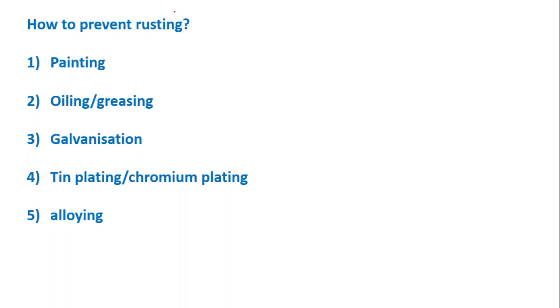Now iron articles will be corroded by exposure to air and moisture. How to prevent that? By painting. What we are doing here exactly is preventing oxygen from coming in contact with the metal. Oxygen coming in contact with the metal is avoided by giving a layer of paint. Oiling and greasing, here also the same thing happens. Oxygen or moisture cannot come in contact with the metal. So metal will be protected from rusting.